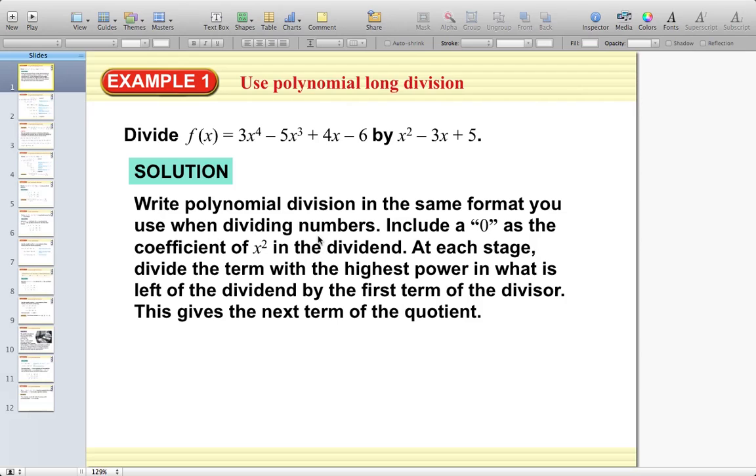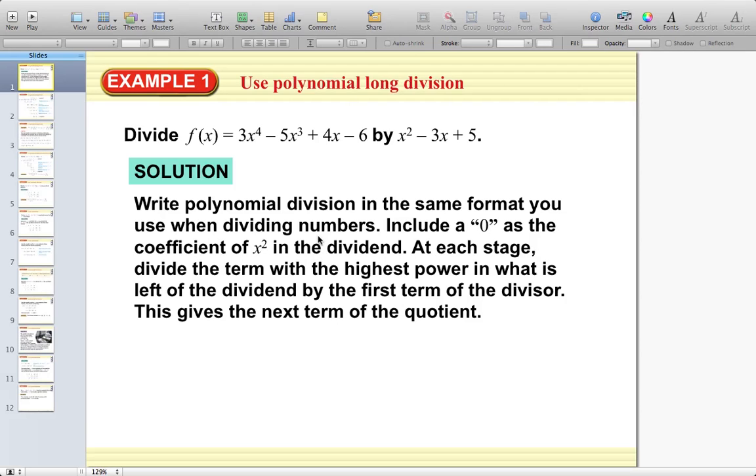You'll notice that we have a function, f of x is equal to 3x to the 4th power minus 5x to the 3rd plus 4x minus 6, and we're dividing that by x squared minus 3x plus 5. So our solution is we are going to write the polynomial division using the same format of long division as when we have numbers. And then it says to include a 0 as a coefficient of x squared in the dividend. Similar to synthetic substitution, we need to account for all the exponent place values.